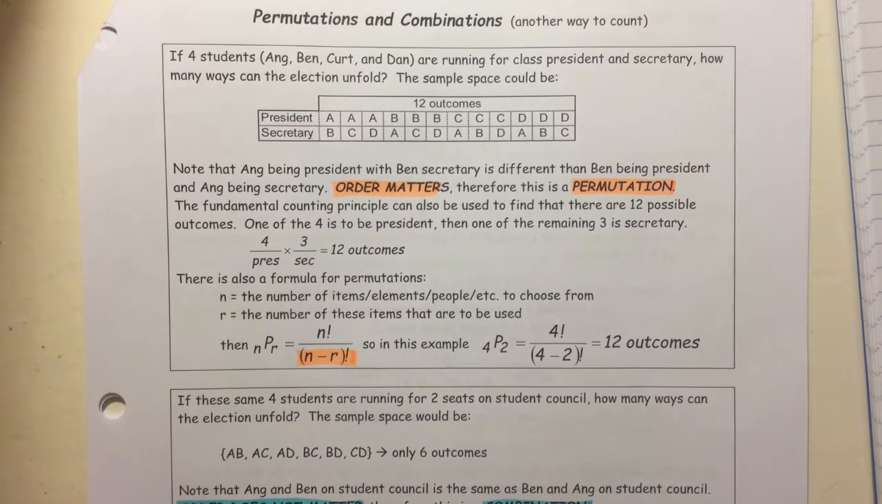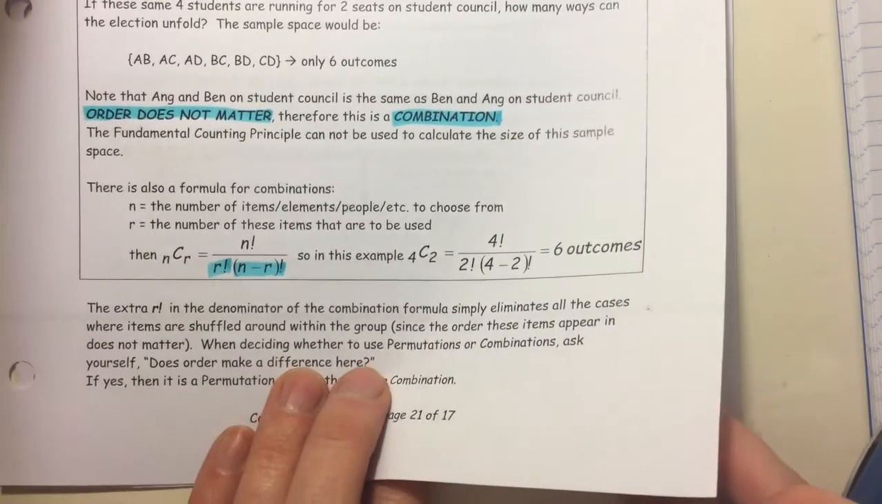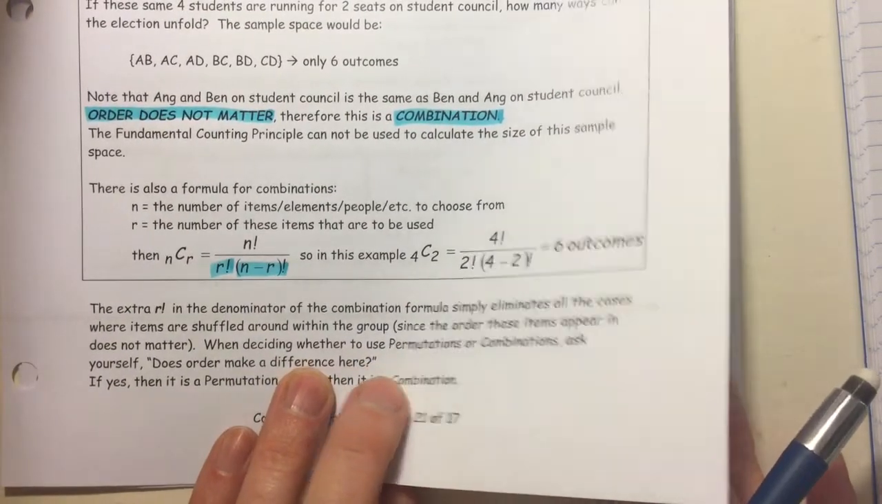All right, so let's do some examples for permutations and combinations. So we are now on page 22. This is the page for the permutations and combinations, page 21, and the examples will be on page 22.